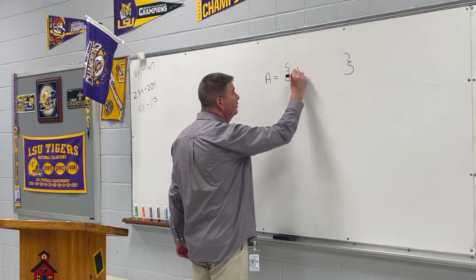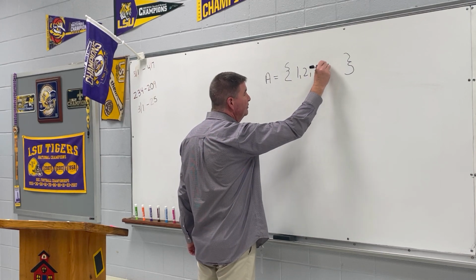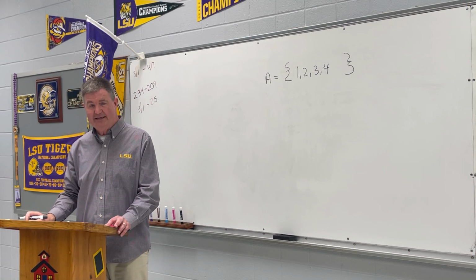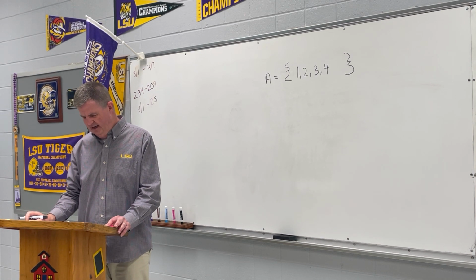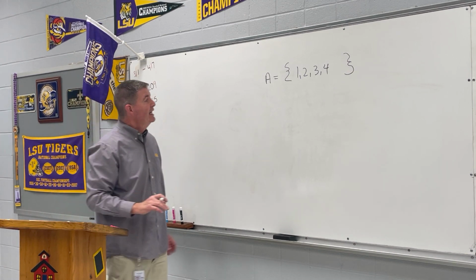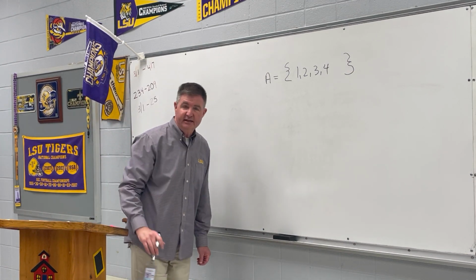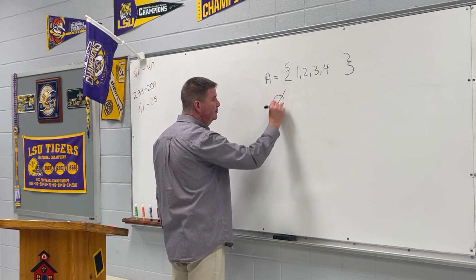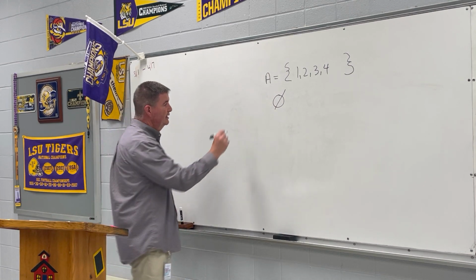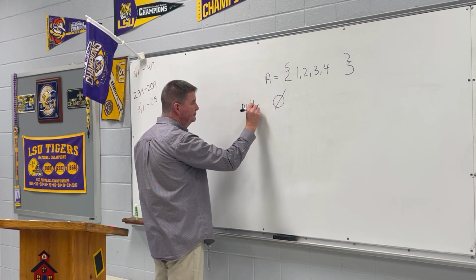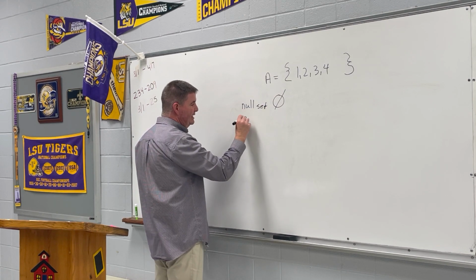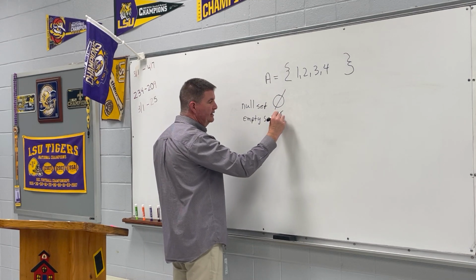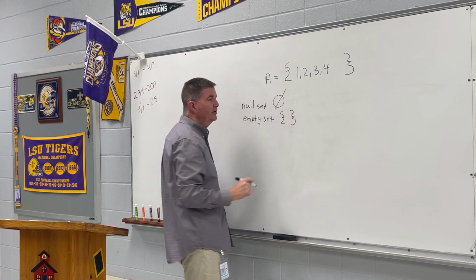So if I have 1, 2, 3, 4, this is the set of positive numbers that are less than 5, okay? If a set has nothing in it, then it's going to be called a null set, and a null set is usually written with a circle with a line through it. This is the null set, otherwise known as the empty set. Another way of writing the empty set is with the braces with nothing in it.